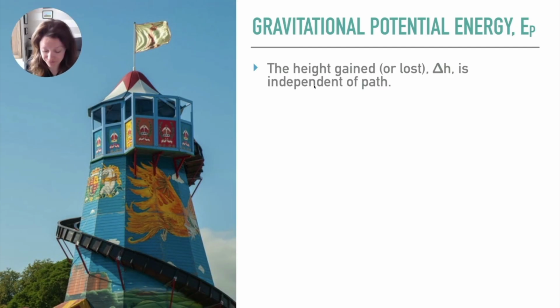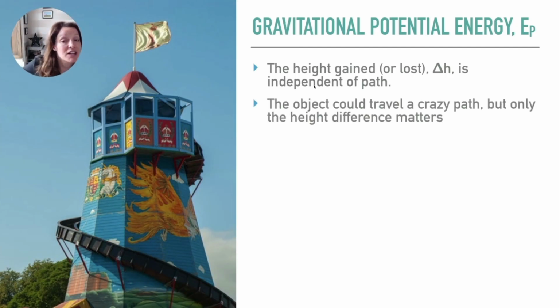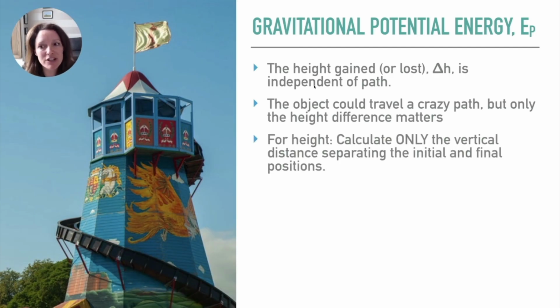and that's it. So the object could travel a crazy path, but only the vertical height difference matters. When you're calculating that delta H, calculate only the vertical distance, so up and down distance, between the initial and the final position. Nothing else. It doesn't matter what it does in between.